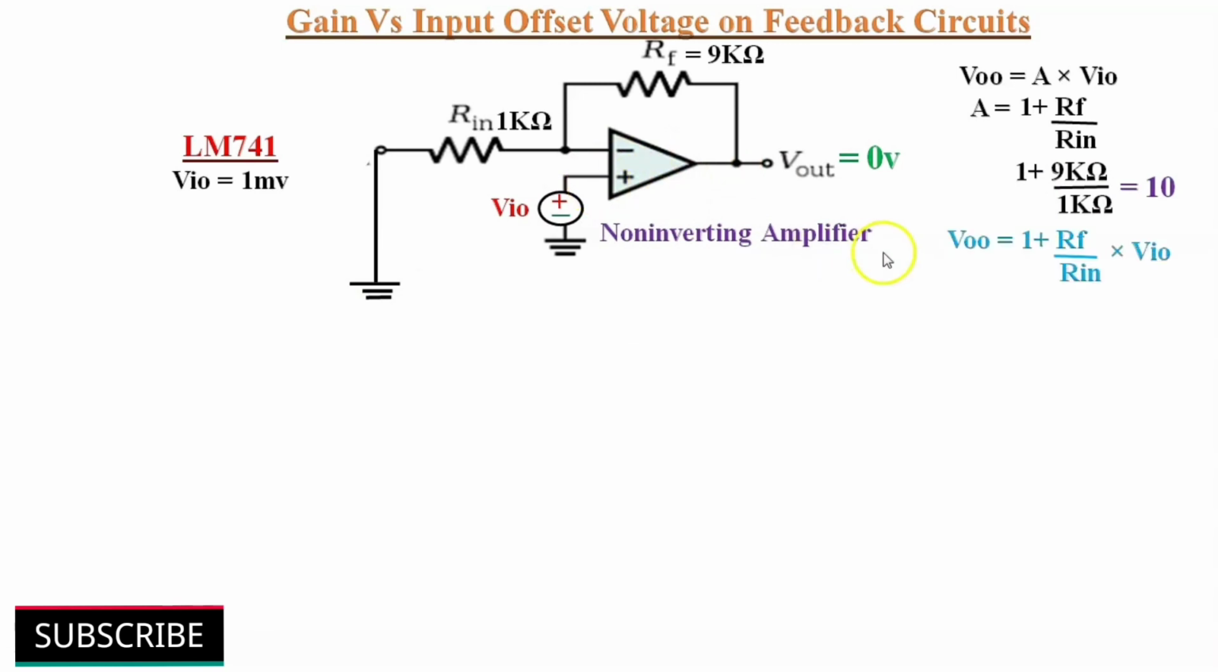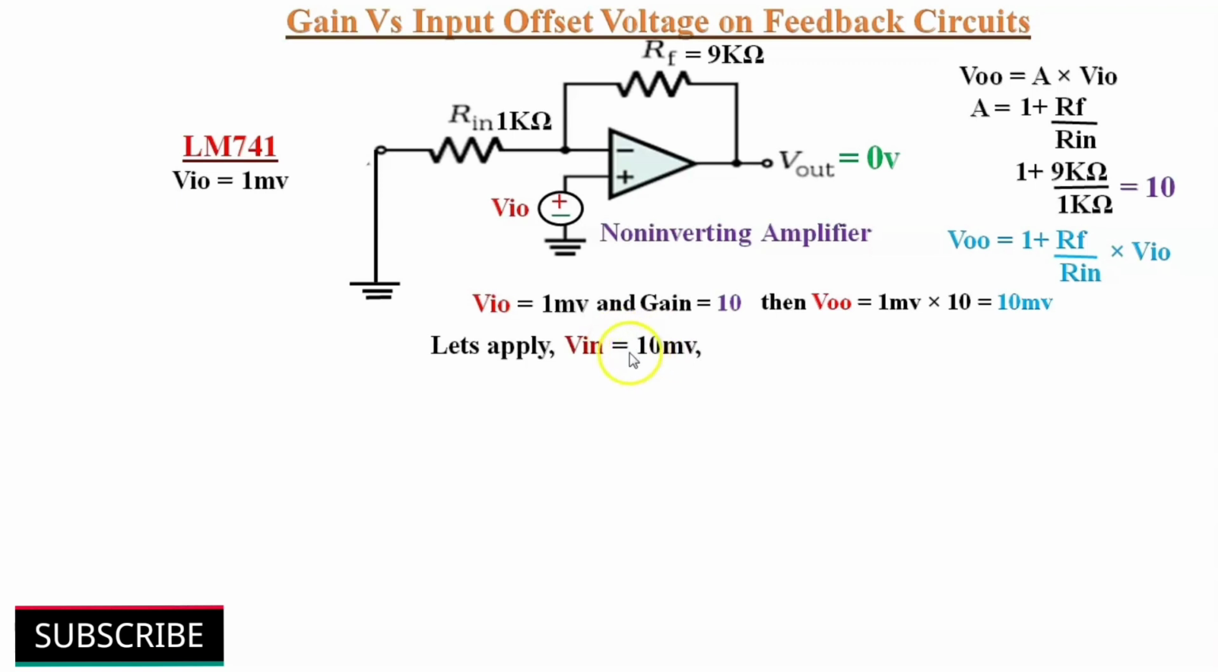So output offset voltage is equal to 1 plus Rf by Rin times input offset voltage. Here input offset voltage is equal to 1 millivolt and gain is equal to 10. Then the output offset voltage is equal to 1 millivolt input offset voltage times gain 10. That comes to 10 millivolt as output offset voltage. Suppose we apply an input voltage of 10 millivolt, then our output voltage Vout is equal to 10 millivolt times gain 10. That comes to 100 millivolt as output voltage.